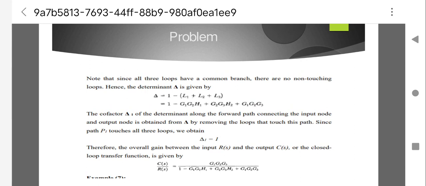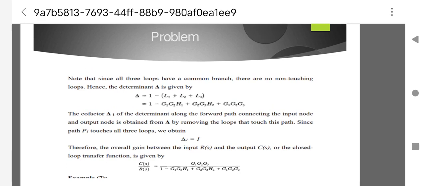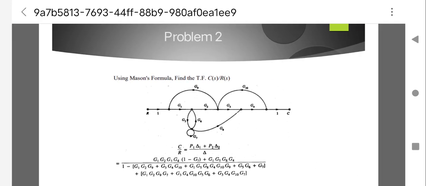Therefore, the overall gain between the input R(s) and the output C(s), or the closed loop transfer function, is given by C(s) divided by R(s) equal to G1 G2 G3 divided by 1 minus G1 G2 H1 plus G2 G3 H3 plus G1 G2 G3. Here is problem 2. Using Mason's formula, the transfer function C(s)/R(s) is determined by C/R equal to P1 delta 1 plus P2 delta 2 divided by delta. Here the like terms are grouped together and divided in the same way.